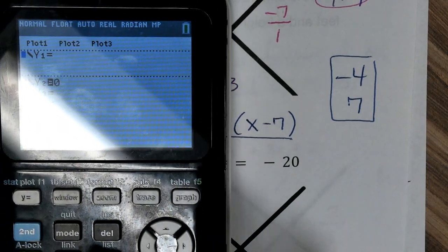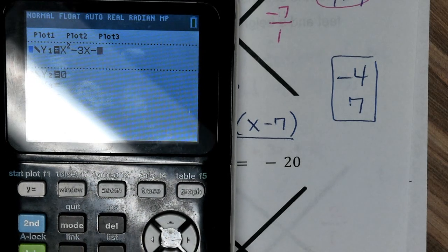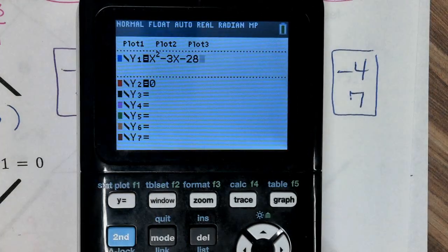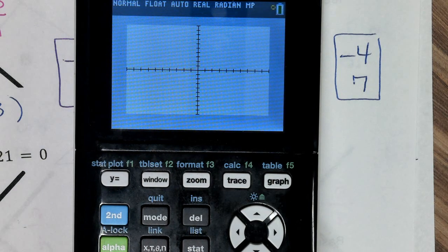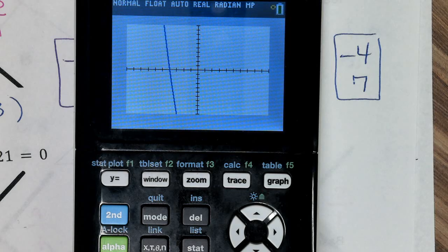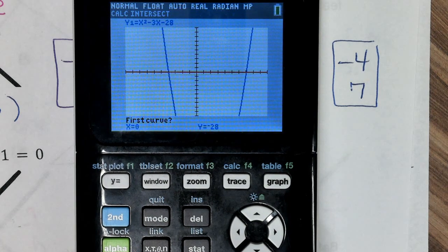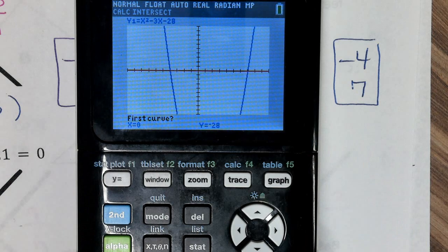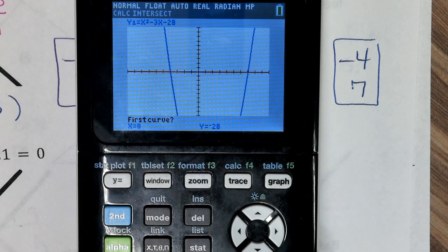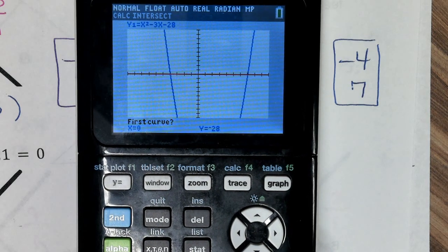All right, so in y1 you're putting x squared minus 3x minus 28, and in y2 you're putting 0. We're hitting second trace, option 5. Can y'all see the intersections? Do you really need to go do them? It's literally at negative 4 and 7, yes? So when would we really want to use that second trace? When it's a decimal and we can't see where it's really touching.